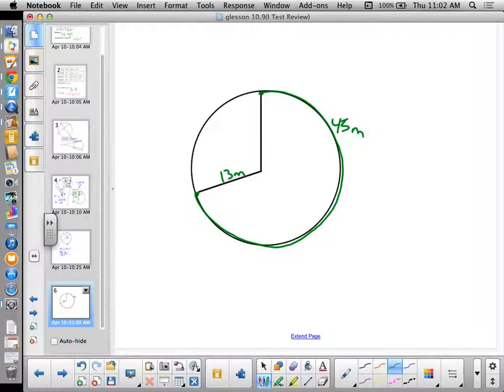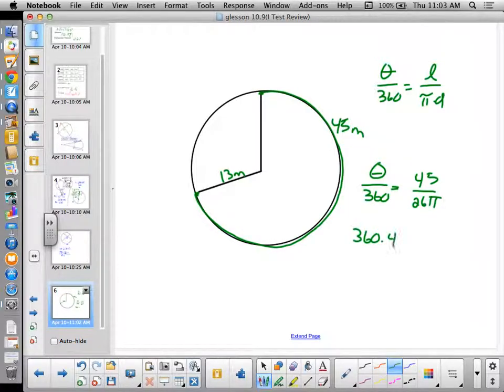It says a measure of arc ABC, not the arc length, but the actual arc measure. Okay? So it wants the arc measure, not the arc length. We know the arc length is 45. We want the arc angle. So again, we go back to our formula. Angle over 360 is arc length over circumference. The angle is what's unknown here, so the arc length is given at 45. The circumference is 26 pi. So we cross multiply. 360 times 45 equals 26 pi times theta.